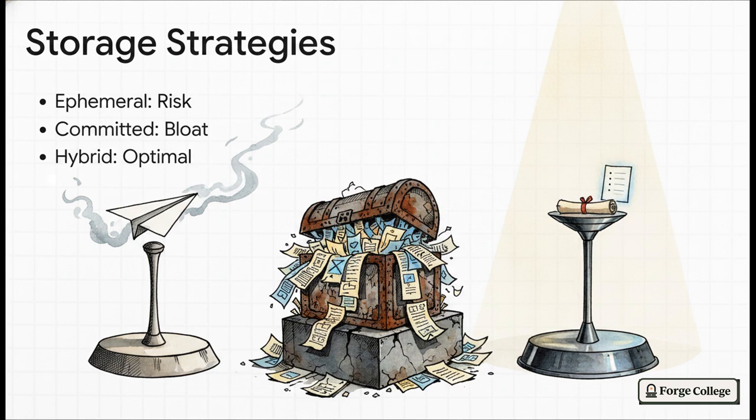Then you've got the committed strategy. This is where you just commit every single build output directly into your repository. It's incredibly safe, yeah, but it severely bloats your repo size with these massive JSON files. And honestly, nobody wants that in their Git history.